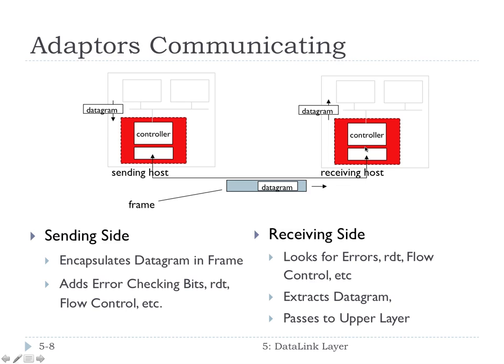On the receiving side, it's going to check for errors using those extra bits that were added. It's going to do the other part of the reliable data transfer, which might involve sending acknowledgments or asking for retransmissions. It implements flow control as well. It'll extract the datagram when it has received a correct one and then pass the datagram up to the IP layer, the network layer.